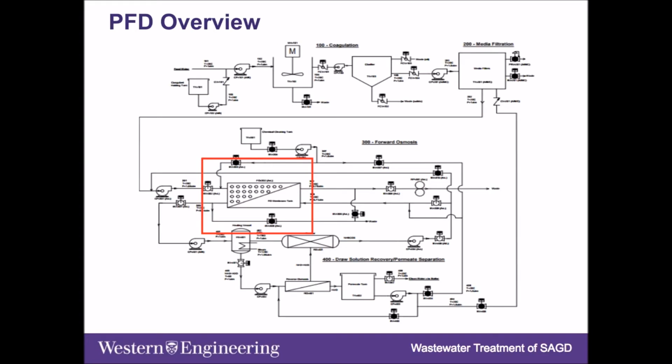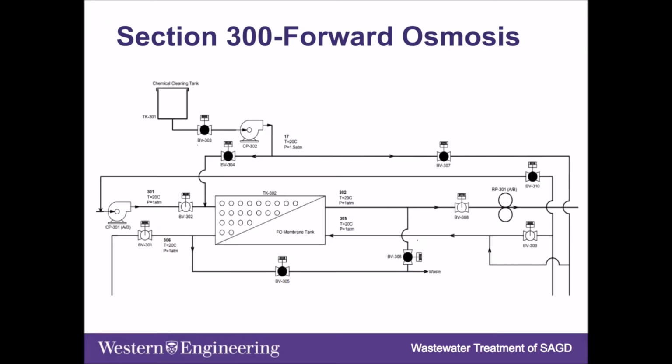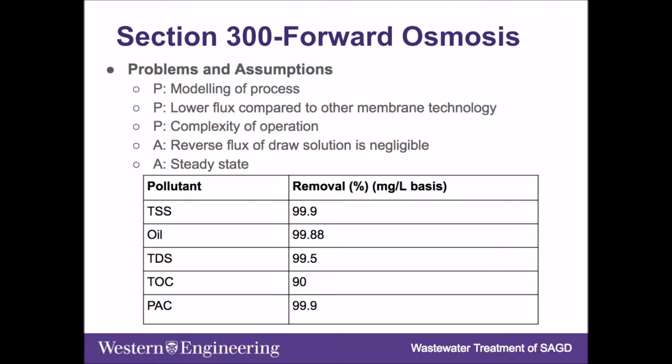Here you can see the forward osmosis section highlighted in red. The forward osmosis section consists of 12 trains, and the reason forward osmosis was selected is we need to produce a high purity water, which membranes are good for, and in theory, forward osmosis should require less energy than something like reverse osmosis. Forward osmosis is simply the opposite of reverse osmosis. Instead of using hydraulic pressure to create a permeate, it uses the natural osmotic pressure gradient, which you can create.